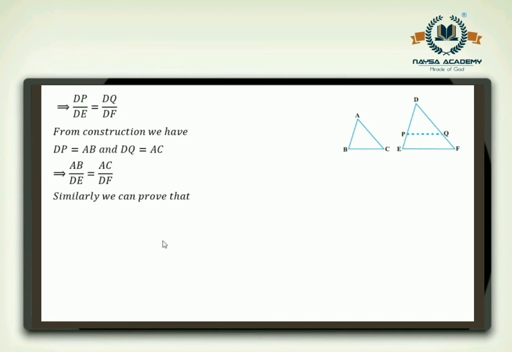Similarly, we can prove that AB upon DE is equal to BC upon EF. For that, we are going to do another construction. We will draw PQ parallel to this DF. So in the same way, we can prove this statement also. Therefore, I can say that AB upon DE equal to BC upon EF equal to AC upon DF.